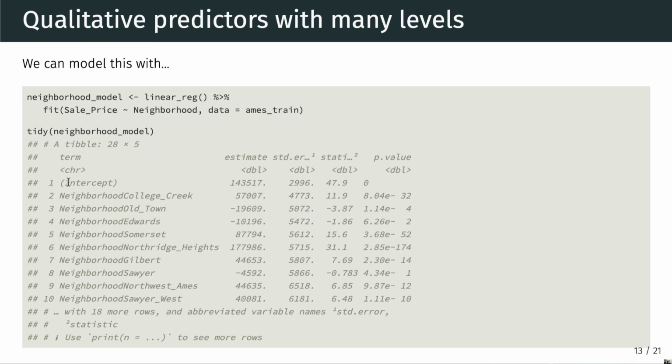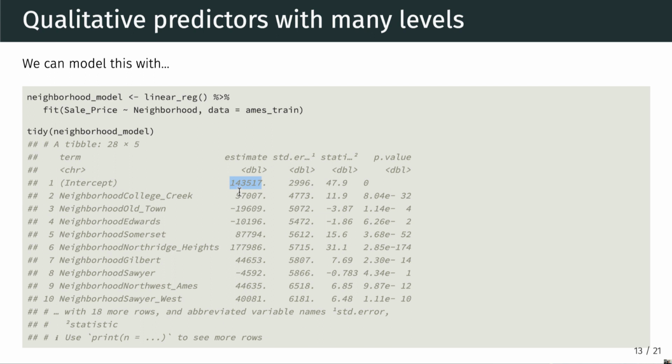And now what we get is our model output where we have the intercept. This is going to be for a reference neighborhood. In this case, the reference neighborhood is North Ames. That's actually the first level in the factor. And so for all these neighborhoods, the estimate here is the actual difference in the average sale price for that neighborhood compared to this neighborhood. So the intercept represents the average sale price for North Ames.